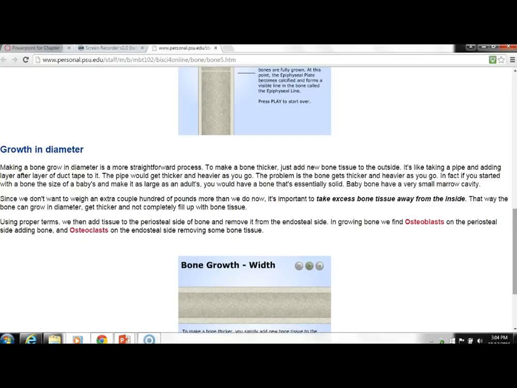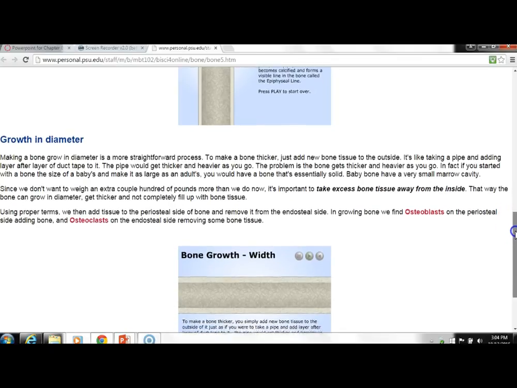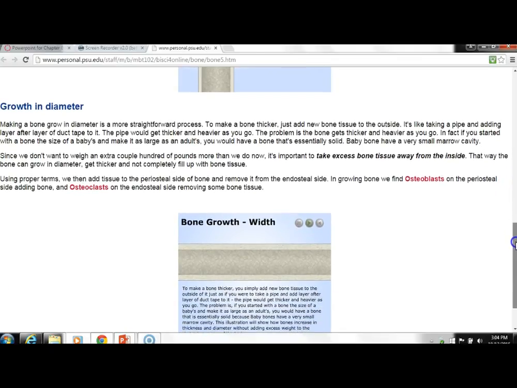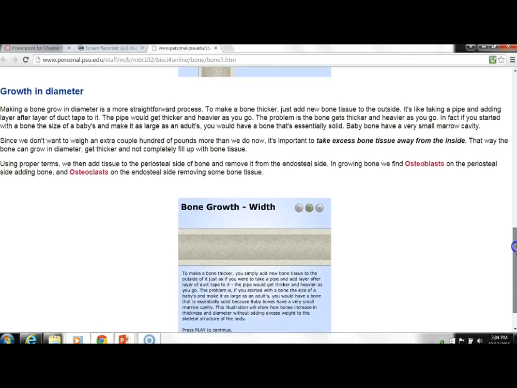The problem is the bone gets thicker and heavier as you go. In fact, if you started with a bone the size of a baby's and made it as large as an adult's, you would have a bone that's essentially solid. A baby bone would have a very small marrow cavity. Since we don't want to weigh an extra couple of hundred pounds more than we do, it's important to take away excess bone tissue from the inside. That way, the bone can grow in diameter, get thicker, but not completely fill up with bone tissue.